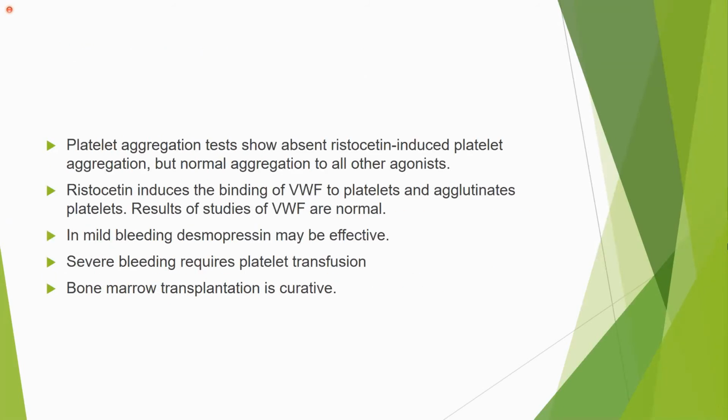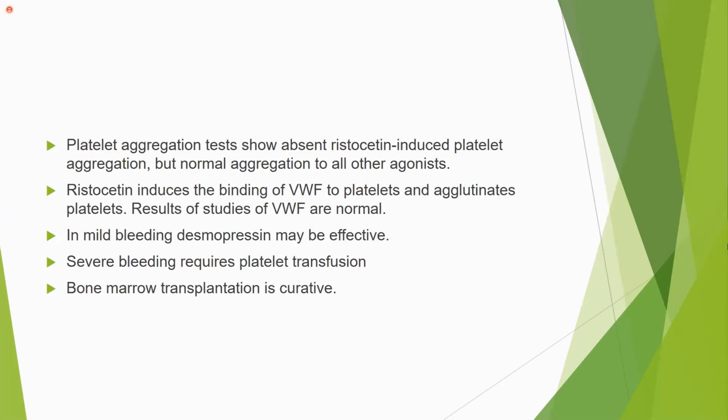Once the bleeding time is prolonged and the platelet count is normal, to assess the platelet function defect, we go for the platelet aggregation test, which shows absent ristocetin-induced platelet aggregation but normal aggregation to all other agonists. Now, how are these platelet aggregation tests performed? We add certain reagents and then we check the platelet activation, and then the aggregation.